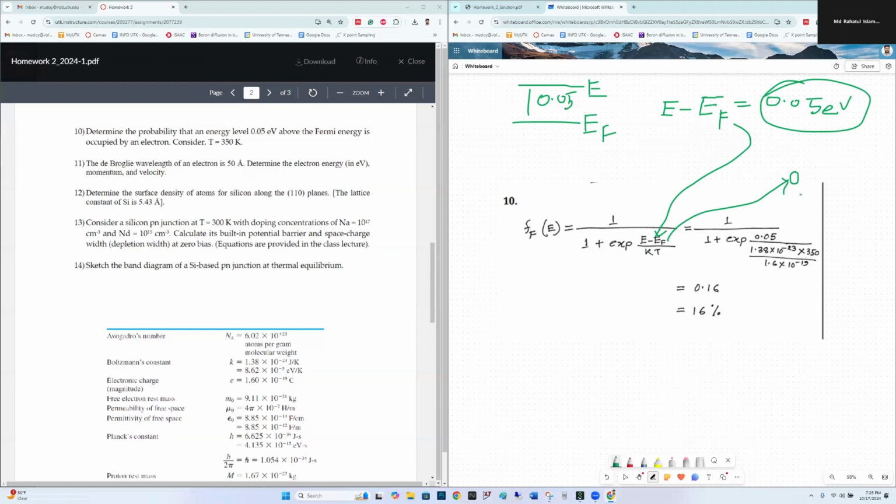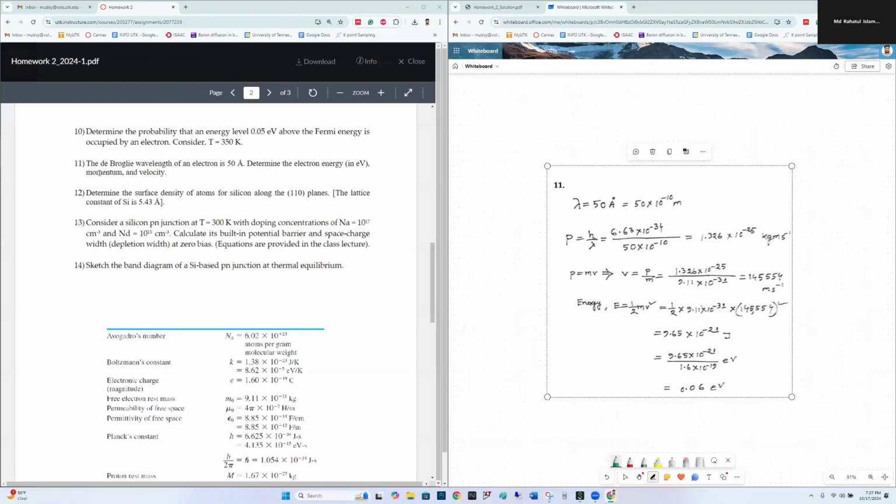To write this in the SI unit, you have to multiply it with the electron charge, e. So 0.05 times e, the electron charge, is sent to the denominator of this kT. Whatever, you will get the value of the probability.